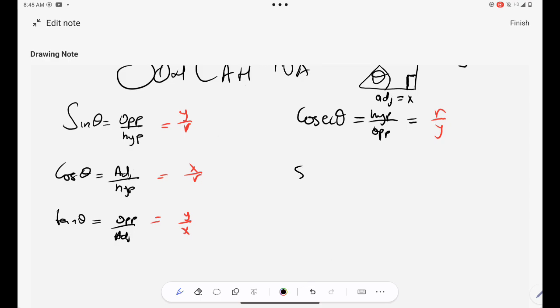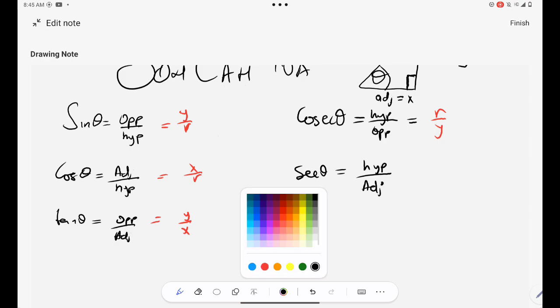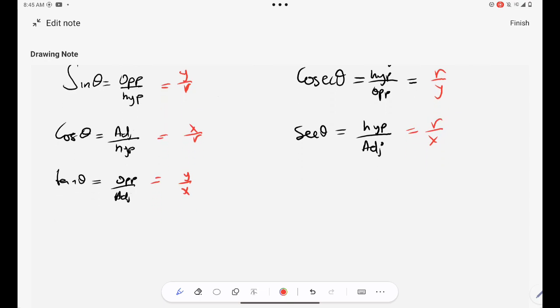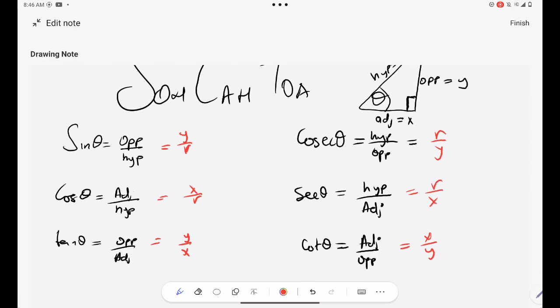Are you together? Sec is the reciprocal identity for cos, so it simply means an inverse for cos. That means it will be hypotenuse over adjacent, which can be written as R over X. And then cot is the reciprocal identity for tan. That means it's adjacent over opposite, which can be written as X over Y. Are you together?